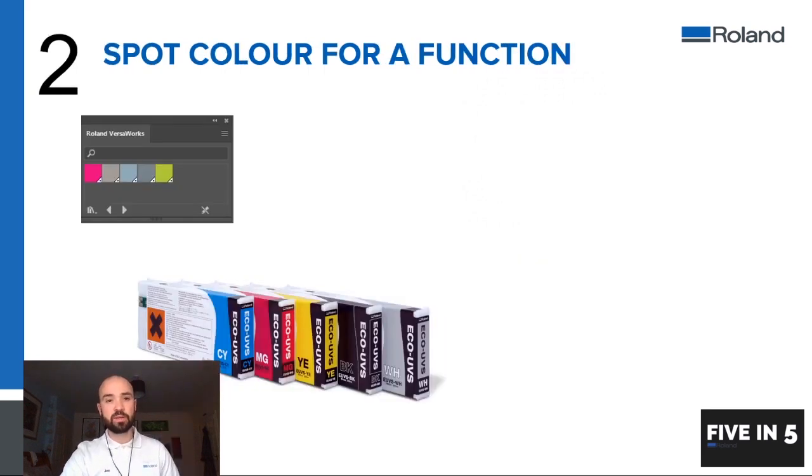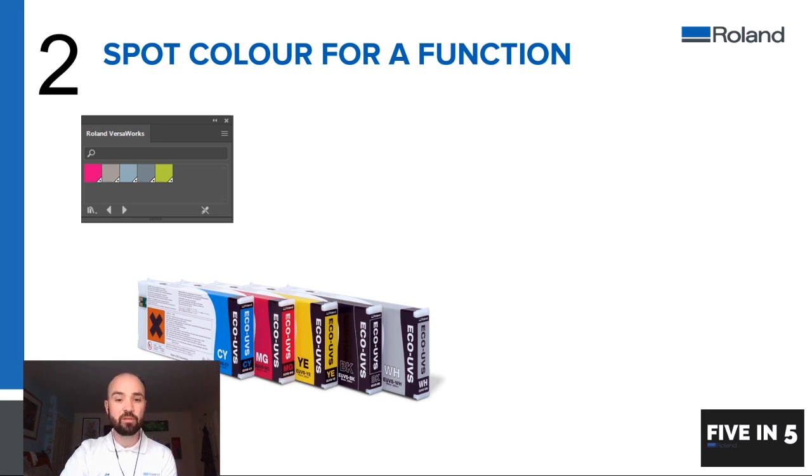Step 2. Spot colours for a function. In VersaWorks, we use spot colours that the RIP will recognise as a function as well. For example, we have a spot colour called cut contour. Any of our print and cut devices will recognise this spot colour for a vector line, and it will know that that's where it wants to send a cut line rather than printing a colour. So this spot colour has a function that the RIP is programmed to recognise as a process.